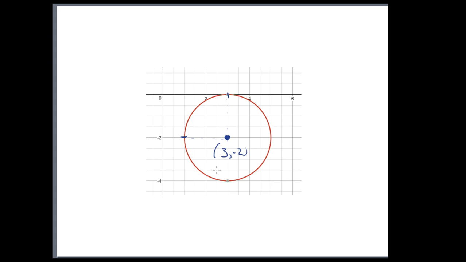So this is (3, −2), and the radius is 1, 2, 3. The radius is 3 wide, so r equals 3. So (x − 3)² + (y + 2)² = 3², or 9. Okay, let's look at another one.